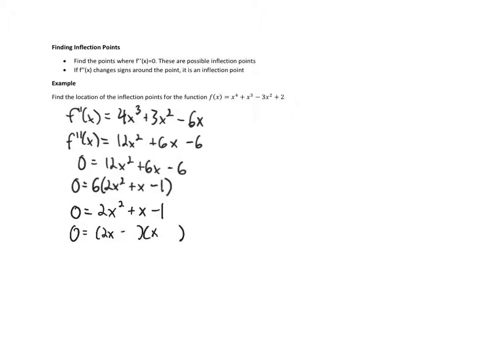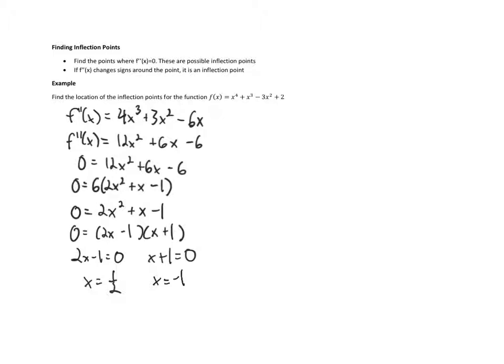So I think we should put this as negative 1 plus 1. And you could check that. If you were to FOIL that, or I really should say distribute this thing back out, you would get 2x squared plus x minus 1. So solving that, 2x minus 1 equals 0, and x plus 1 equals 0. Here we get x equals positive 1/2. And here we get x equals negative 1. Those are our possible inflection points.